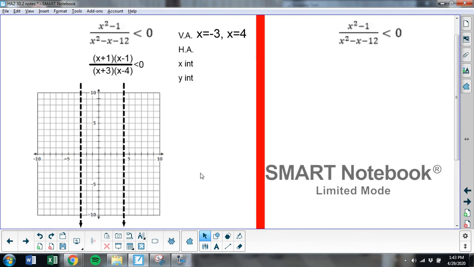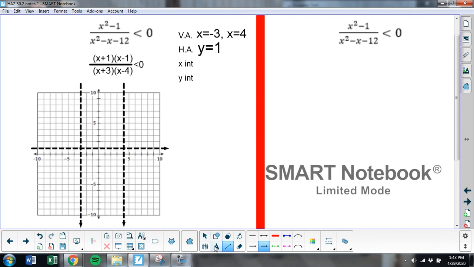Next, I have horizontal asymptote. You can look at the original or the factored form, either one. This is x squared, degree 2, and x squared, degree 2. So what you do if they're the same is you divide the coefficients. This has a coefficient of 1 on x squared. This has a coefficient of 1 on x squared. So 1 divided by 1 is 1. Most of the time we get 0 because the degree of the denominator is larger, but in this case they're the same, so we divide the coefficients. Horizontal asymptote, y equals 1.